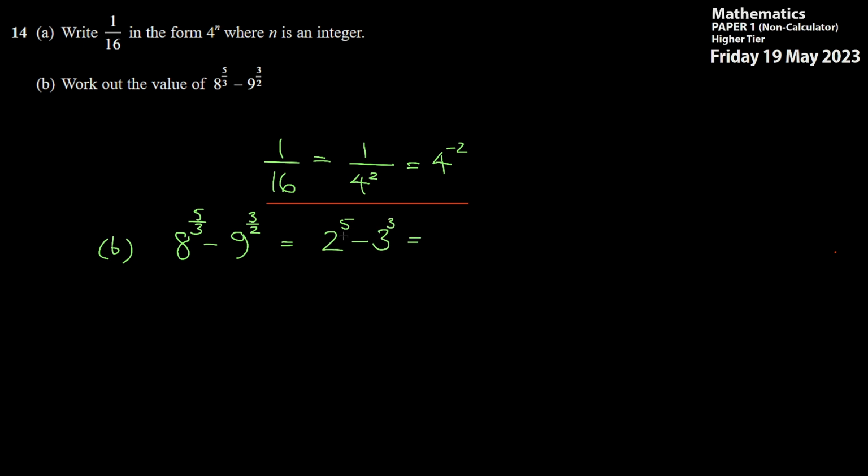This is looking okay. 2 to the 5th you should know is 32. And 3 cubed, 3 times 3, 9, times another 3 is 27. And that will simply equal 5. And there you have the answer for part B.